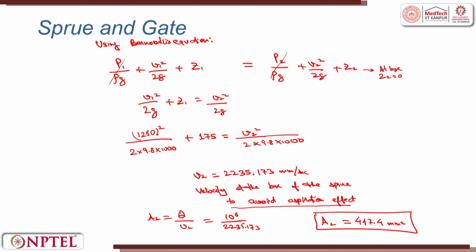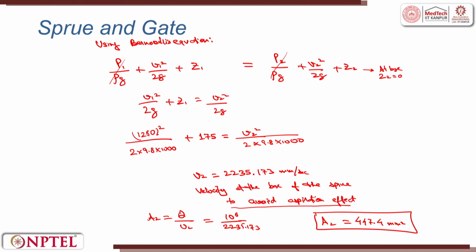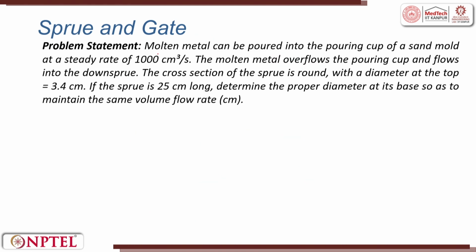This was an interesting problem statement where we designed the sprue, the area that is required at the base, the height was given 175, the flow rate, continuity equation and Bernoulli equation both were used. Let me try to see another problem statement which will give us more insights into the design of the sprue and the gate. In this problem, it is given molten metal can be poured into the pouring cup of a sand mold at a steady rate of 1000 centimeter cubes per second.